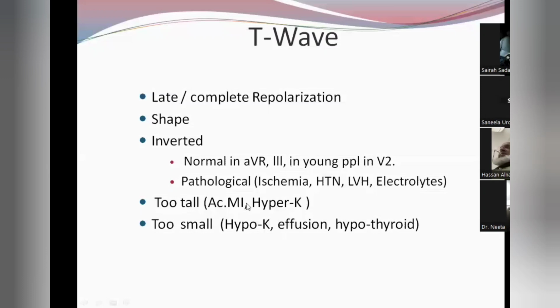Reasons: acute MI or hyperkalemia, like more potassium, may lead to a too tall T wave, and then if it is too small, hypokalemia, pericardial effusion, hypothyroidism, and there's a long list that may lead to the formation of a small T wave.